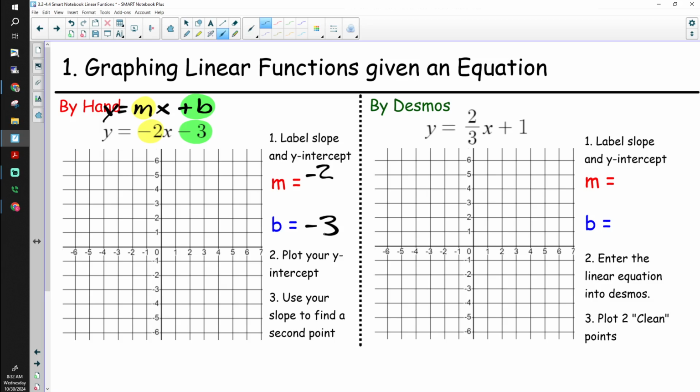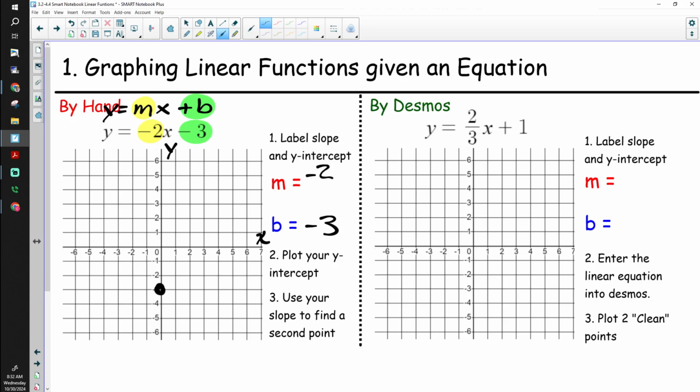After we've labeled our m and our b, all we need to do, number 2, is plot the y-intercept. Remember, the y-intercept is which axis, x or y? It's called the y-intercept because that means -3 is on the y-axis. So label them: this is x, this is y. -3 is the b value. It's the y-intercept, so we plot -3 on the y-axis. You go down to -3 and put a point.